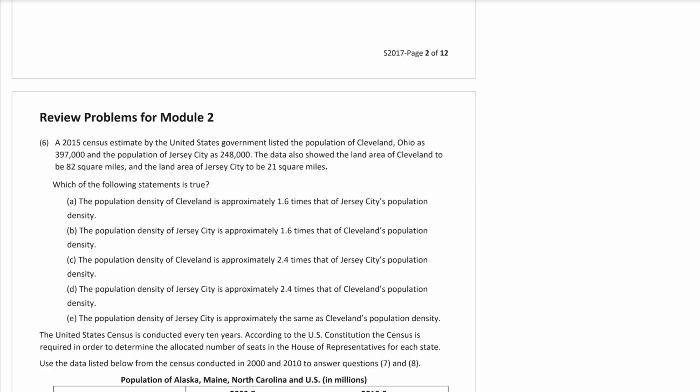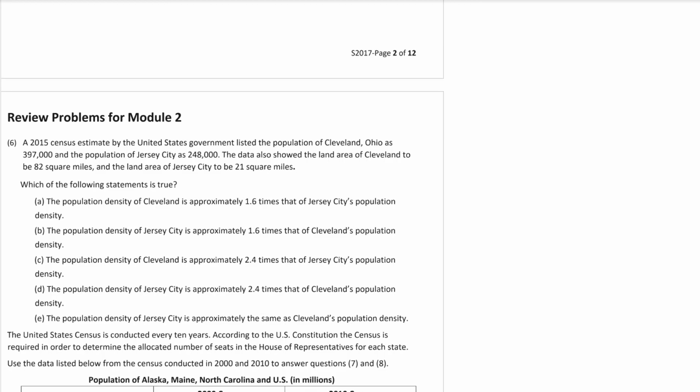2015 census estimates by the U.S. government listed the population of Cleveland and the population of Jersey City and their areas. Which of the following is true? It's asking us to find the population density of each city. So we're going to look at Cleveland. We're going to take its population, which is 397,000 in 2015, and divide it by the area of Cleveland, which is 82 square miles.